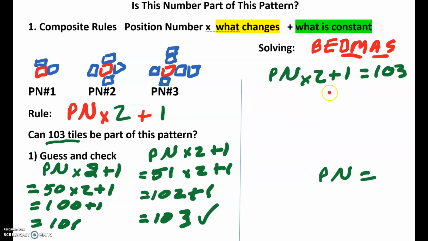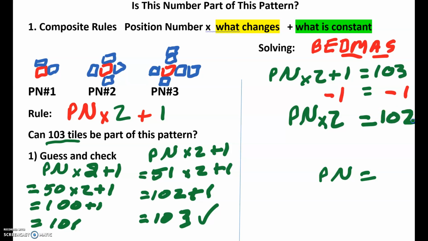So I want to undo that plus 1. Opposite of plus 1, subtract 1. So if I subtract 1 from each side, I am going to be left with a shorter expression. It remains balanced because I did the same reverse operation on each side of the expression. So I undid the 1 that was acting on my position number, and I'm left with position number times 2 equals 102.